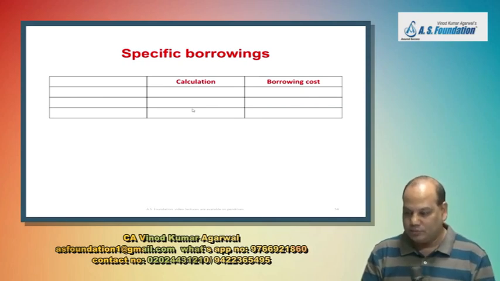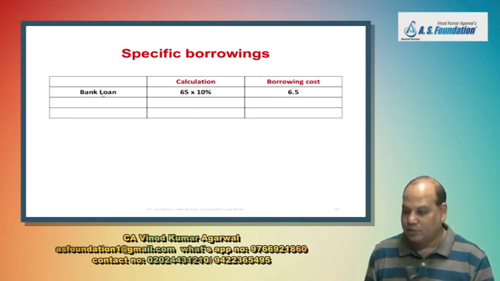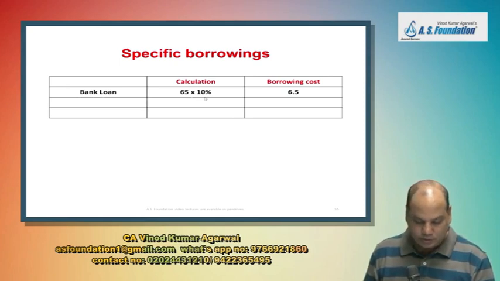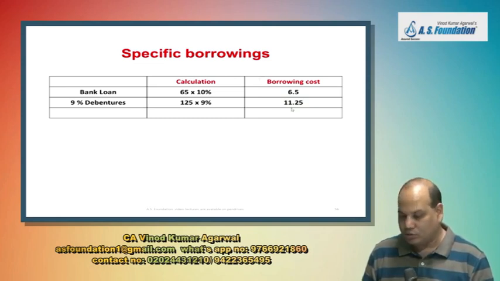Specific borrowing cost. There are two specific borrowings. First, there is a bank loan of 65 lakh at 10%. So write point number 1, bank loan 65 into 10%, 6.5. Right, and 9% debenture, 125 into 9%, multiply 125 into 9%, 11.25. Take the total.